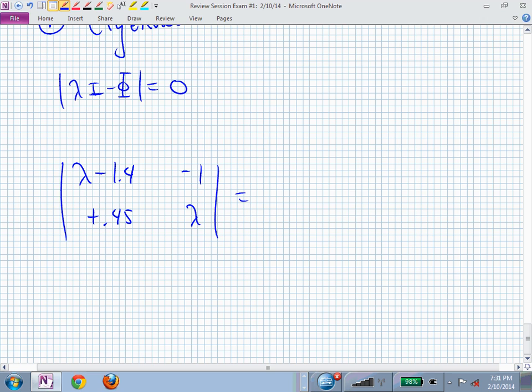We now have to just compute the determinant of a 2 by 2, which is the product of the diagonals minus the product of the off diagonals. Or it's now lambda times lambda minus 1.4 minus a minus 0.45. Is that okay if I just do that? That's now our determinant, or it's lambda squared minus 1.4 lambda plus 0.45.